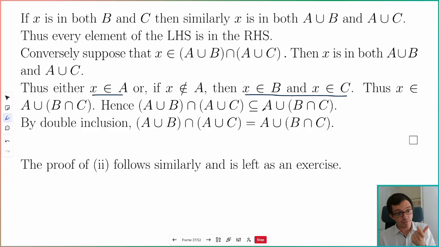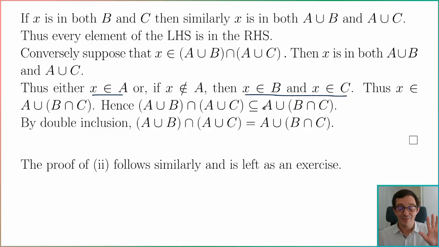So by double inclusion, we've gone in both directions now. The left-hand side is in the right-hand side. The right-hand side is in the left-hand side. My camera is mirrored, I'm sorry for that. My left hand is on the right. The left-hand side is in the right-hand side, and the right-hand side is in the left-hand side, so they're both equal.